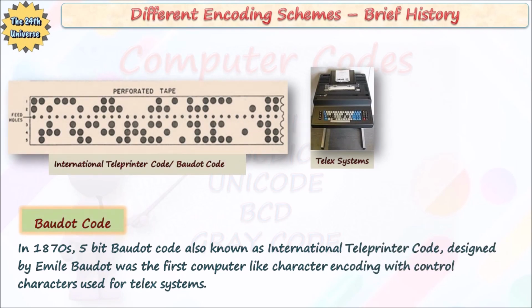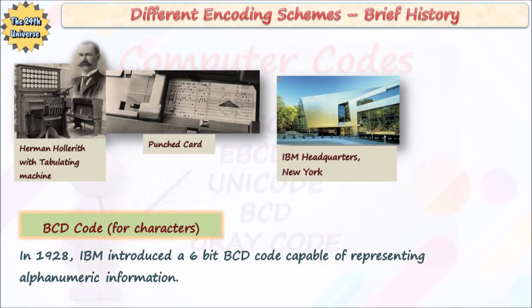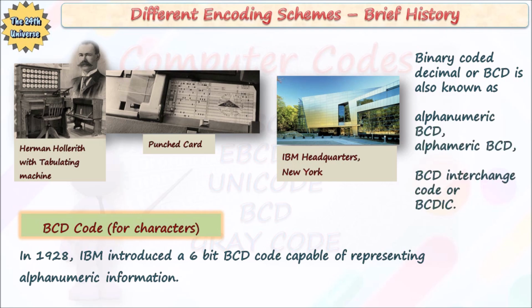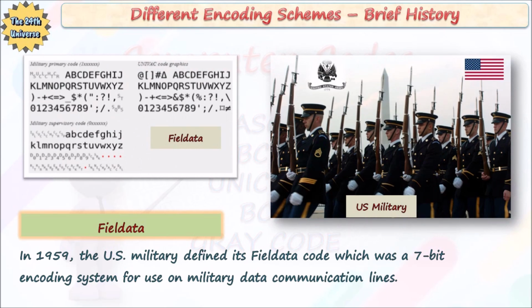In the 1870s, the 5-bit Baudot code, also known as International Teleprinter Code, designed by Emile Baudot, was the first computer-like character encoding with control characters used for telex systems. In 1928, when the tabulating machine and punch card system was around, IBM introduced a 6-bit BCD code capable of representing alphanumeric information. This code represents the numbers 0 to 9 by a single punch and uses multiple punches for uppercase letters and special characters. BCD here is also known as alphanumeric BCD, alphameric BCD, or BCD interchange code, or just BCDIC. In 1959, the US military defined its Fieldata code, which was a 7-bit encoding system for use on military data communication lines. It became a US military standard in 1960.